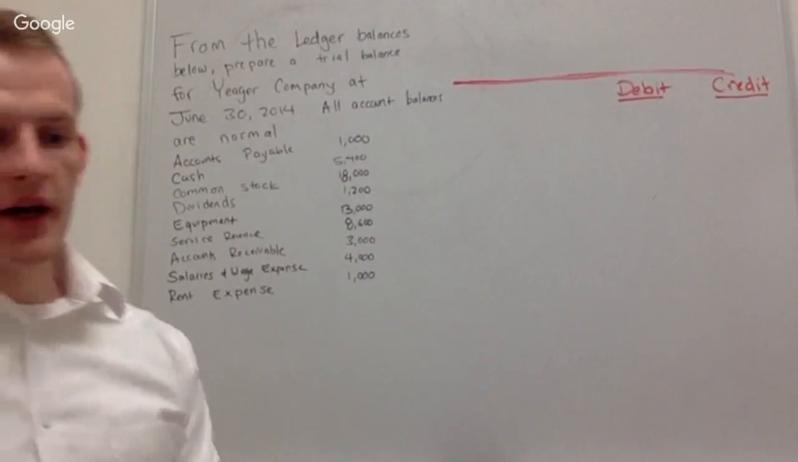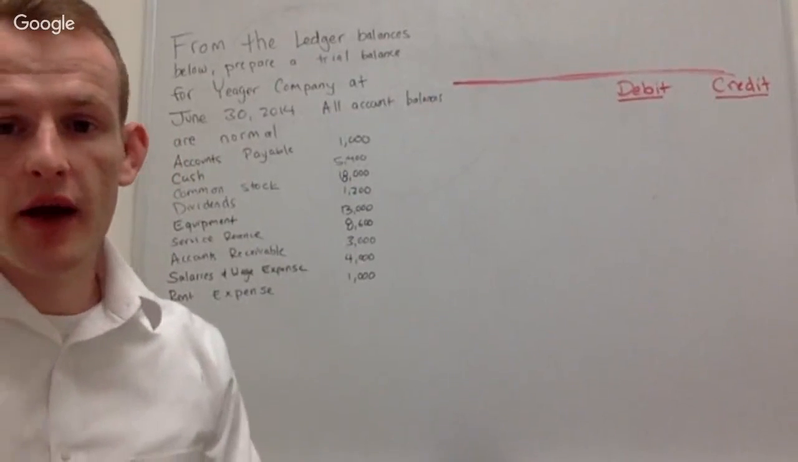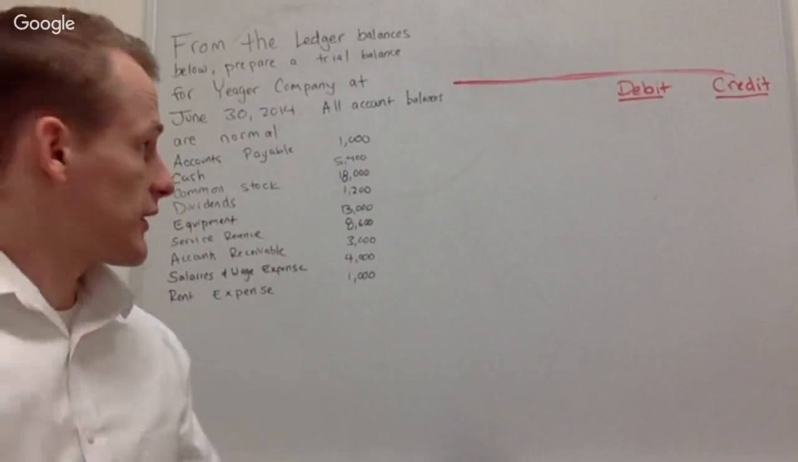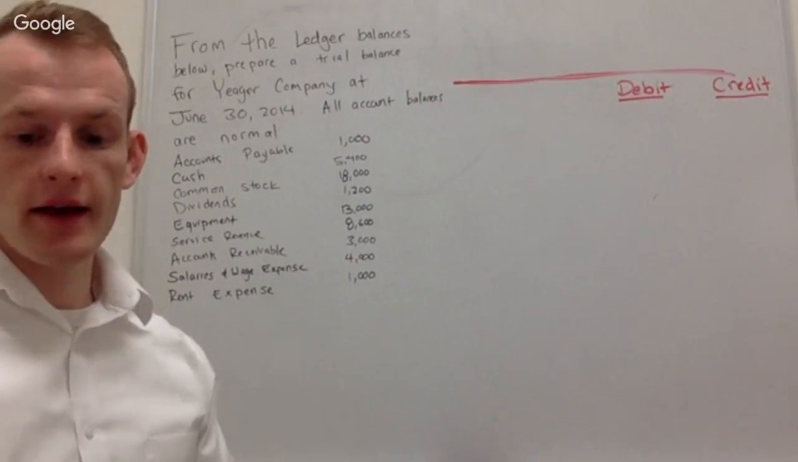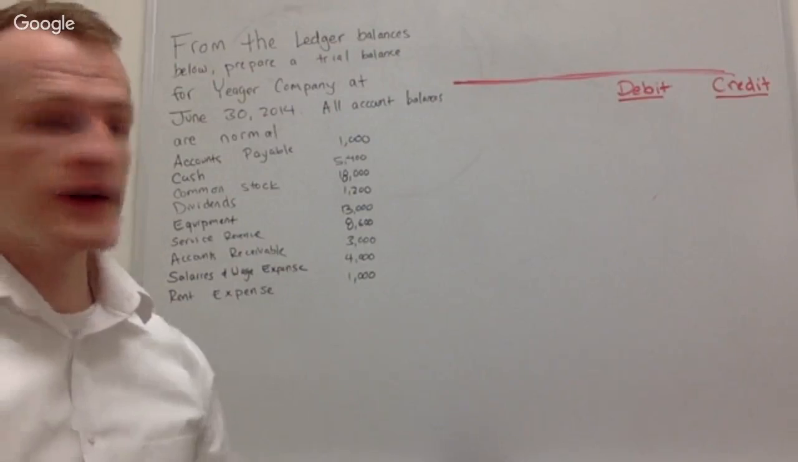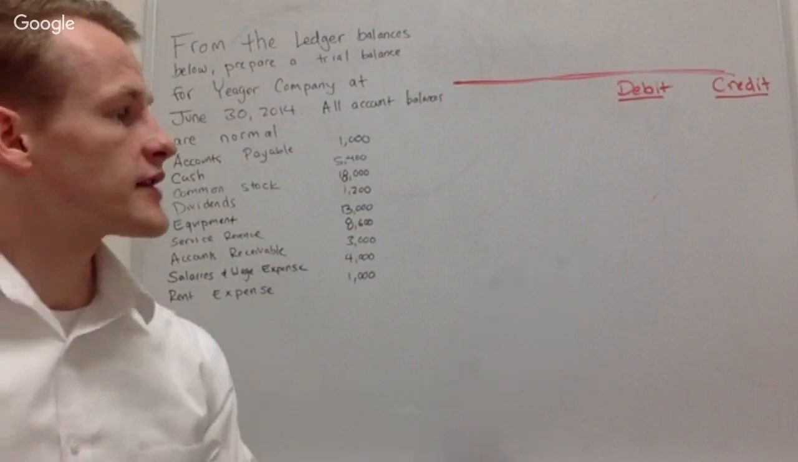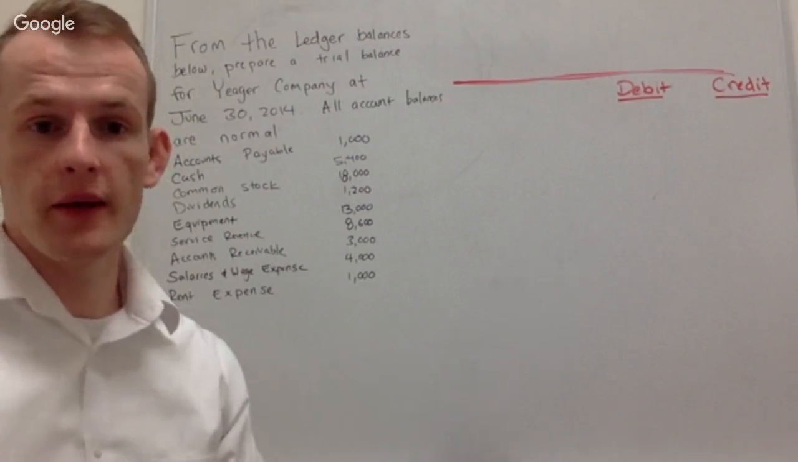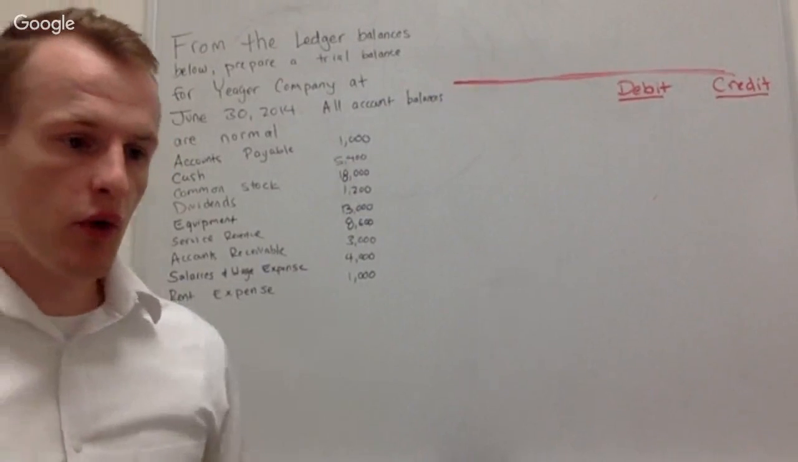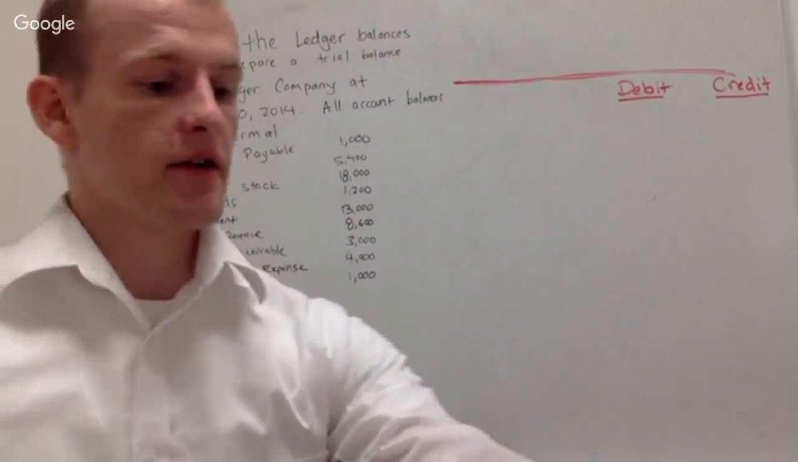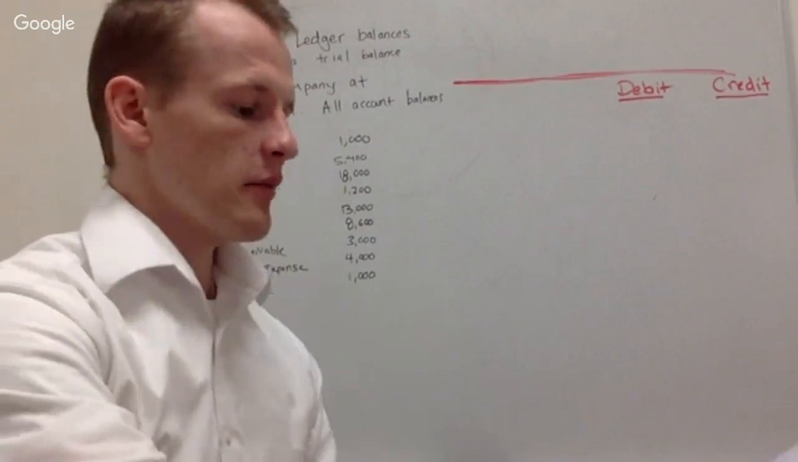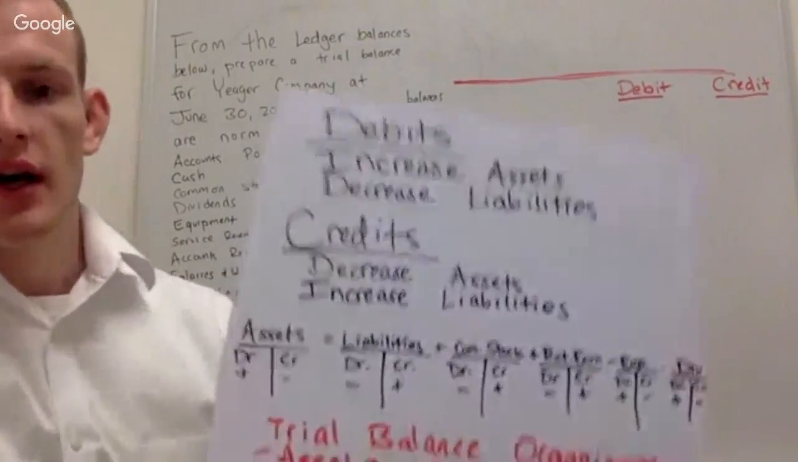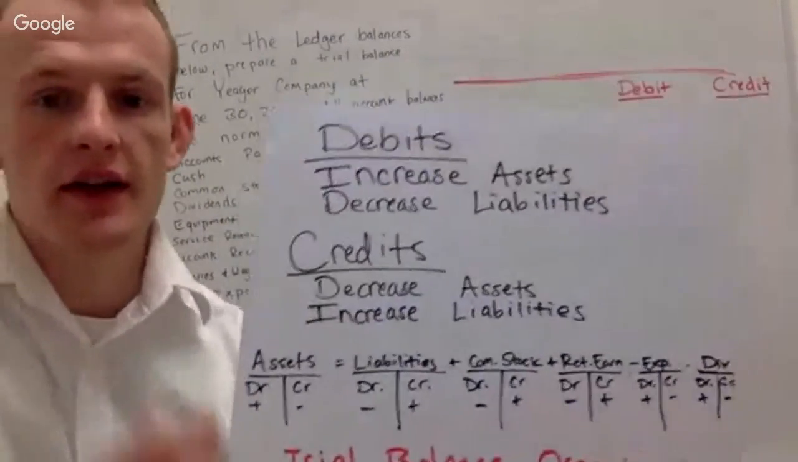So again, it wants us to create a trial balance. A trial balance is basically a list of the accounts and their balances in either the debit or credit section. It is used to mathematically show the equality between our debits and credits. I've written some rules on a separate whiteboard that I'm going to refer to as we complete this trial balance.